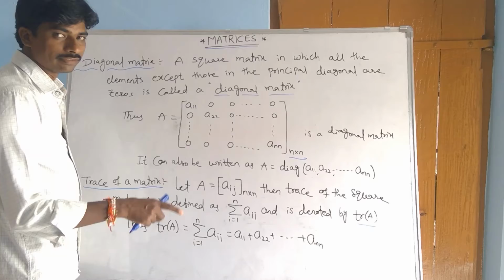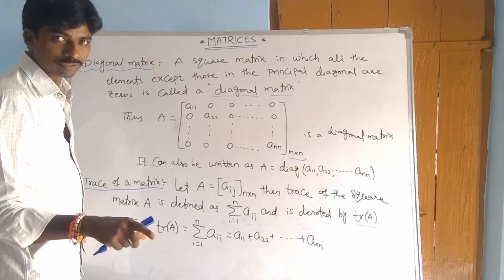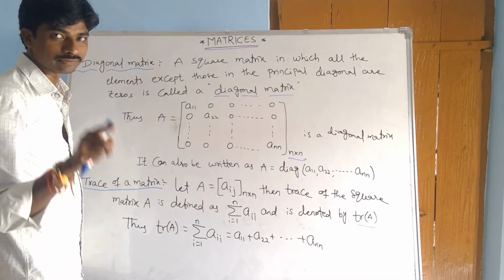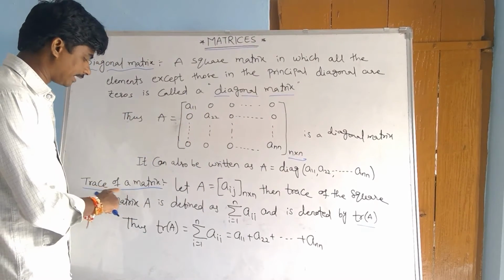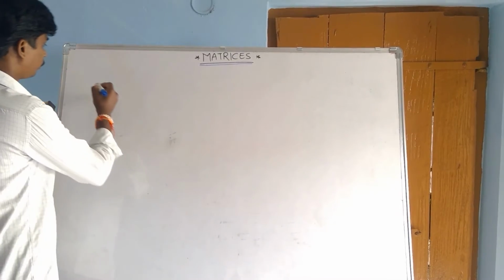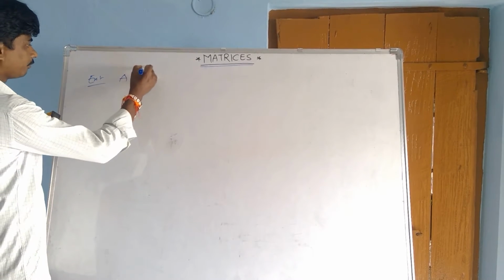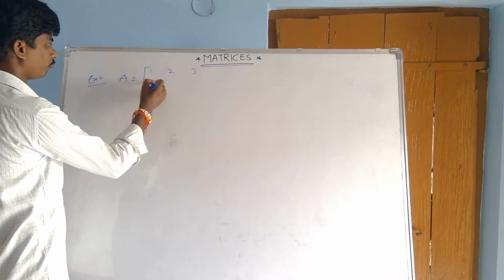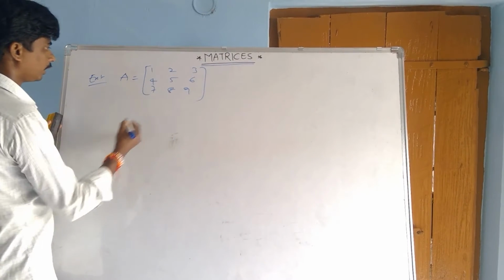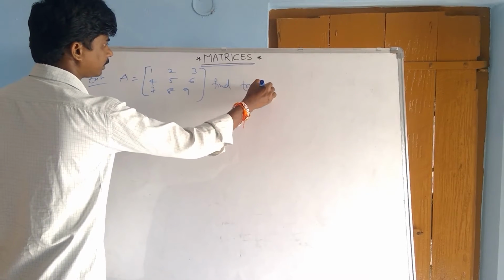We have to take only square matrices. We take only the diagonal elements of a square matrix and sum them, and that is called the trace of A matrix. For example, capital A equals 1 2 3, 4 5 6, 7 8 9. Find trace A.